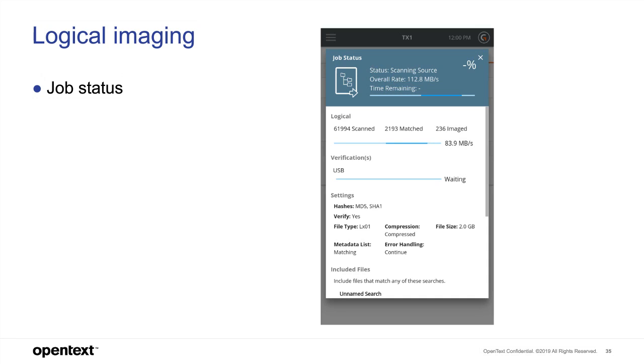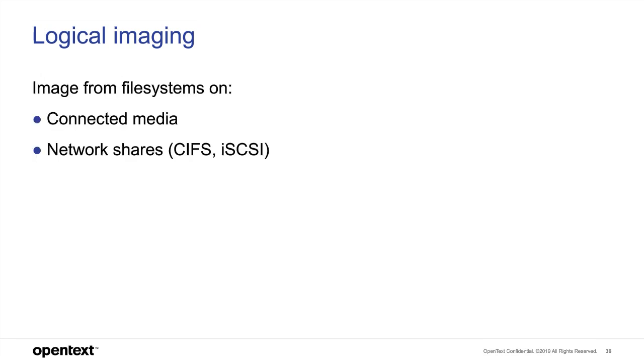TX1 can logically image locally connected media, CIFS shares, or iSCSI volumes. They may mount differently, but once a volume is mounted as an available source drive, the file selection and search parameter process is the same. What is a little bit different from what you may be used to when performing a physical imaging job is that with logical imaging, we're acting on individual files and folders, and those file structures live within partitions or file systems on the physical media.